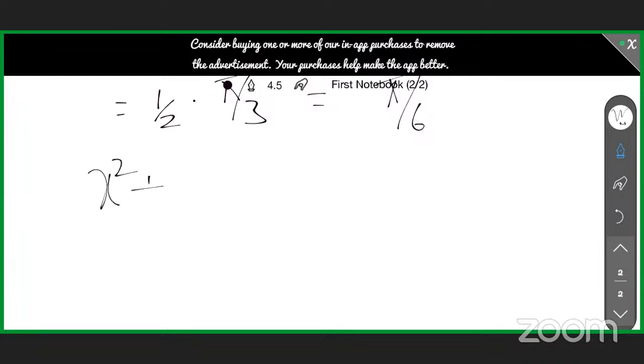x square plus y square is equal to r square. Which equation is this? Circle equation. Now the equation is reduced to y is equal to 2r. Find the angle of rotation. 45 degrees.